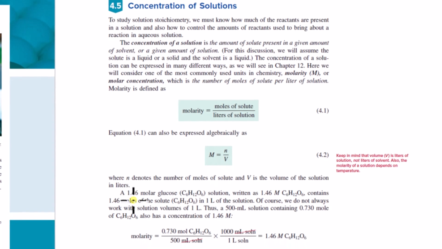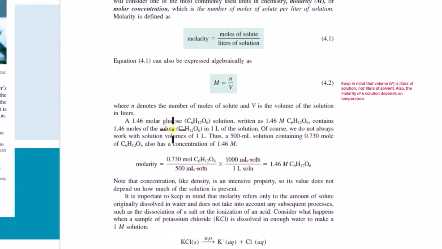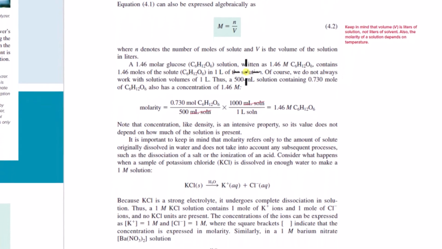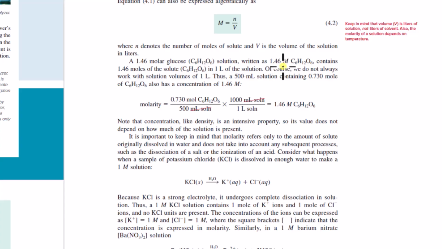So a 1.46 molar glucose solution, written as 1.46 M glucose, contains, what is this saying? That this contains 1.46 moles of these molecules. That count of these molecules, remember moles is a count, so 1.46 times 6.022 times 10 to the 23rd of these molecules dissolved in 1 liter of solution, right?